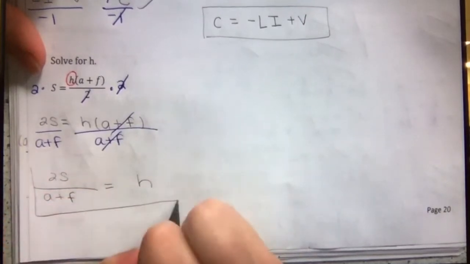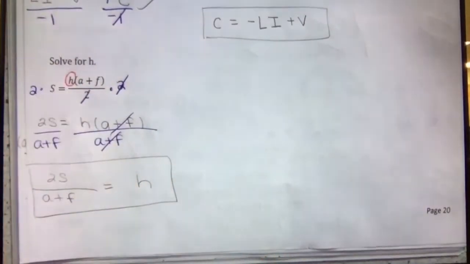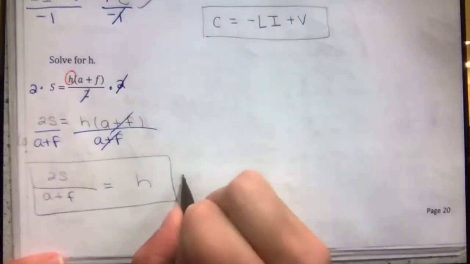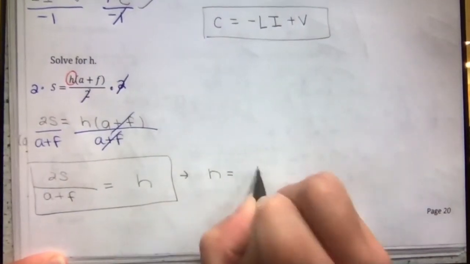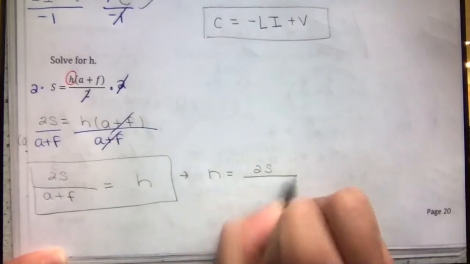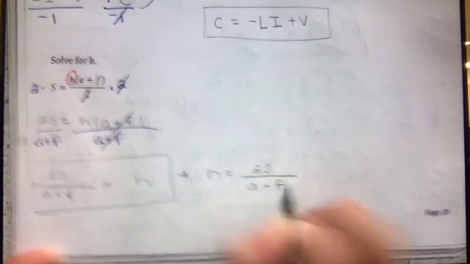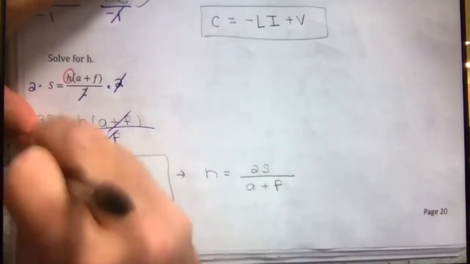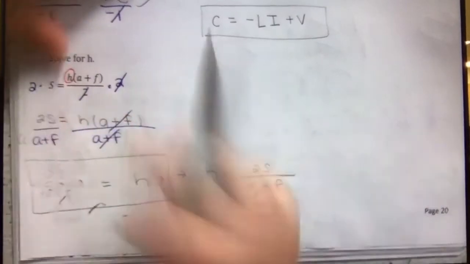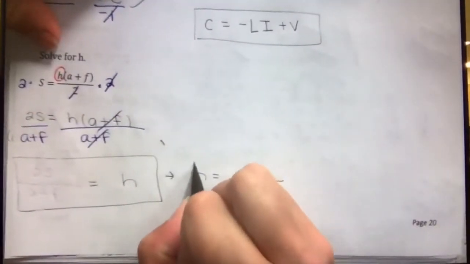Done. We got h by itself. Final answer: 2s all over a plus f equals h. If you want to flip it around, that's fine too. H equals 2s all over a plus f. Either way. Is that better for you?